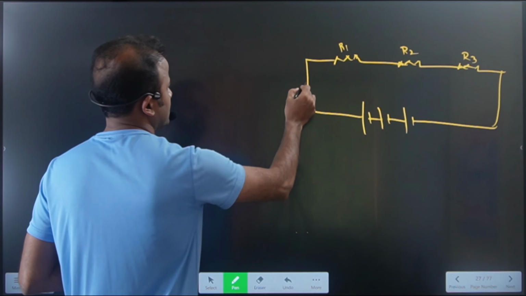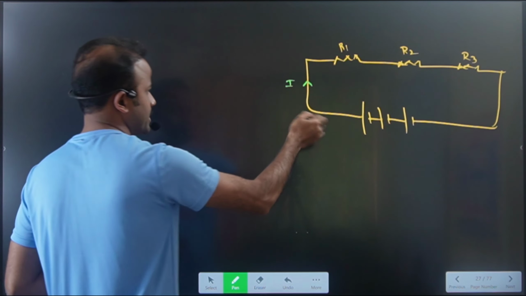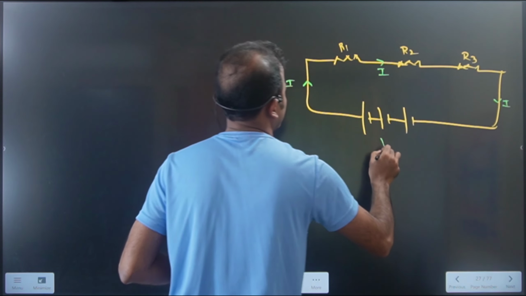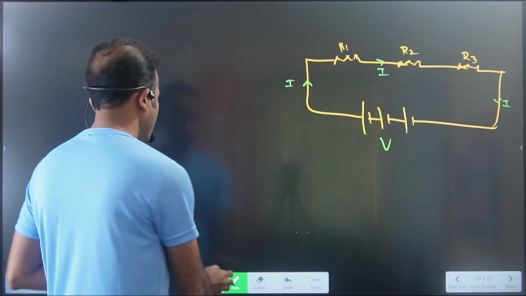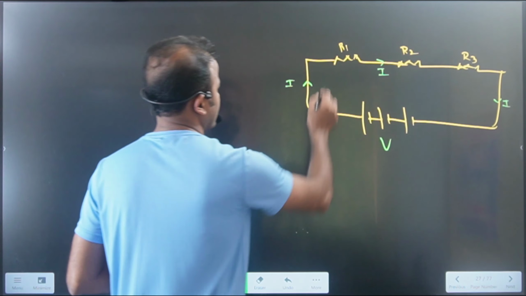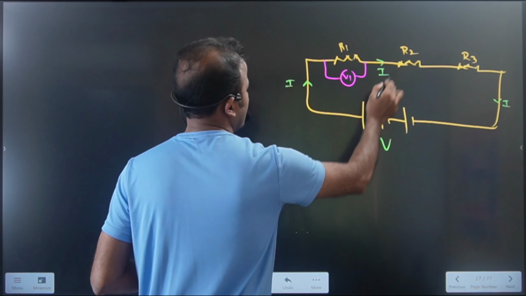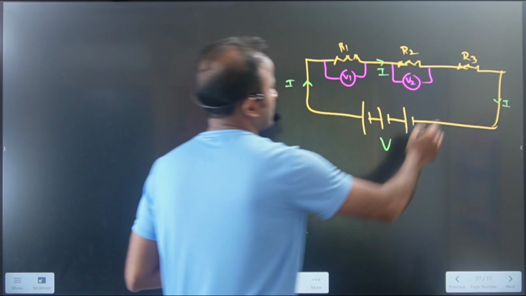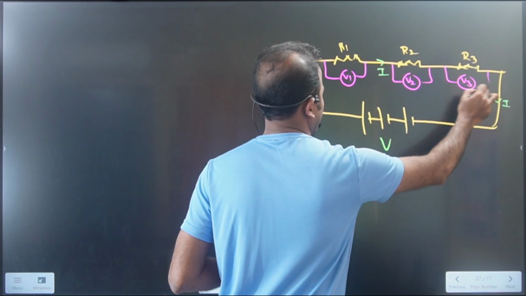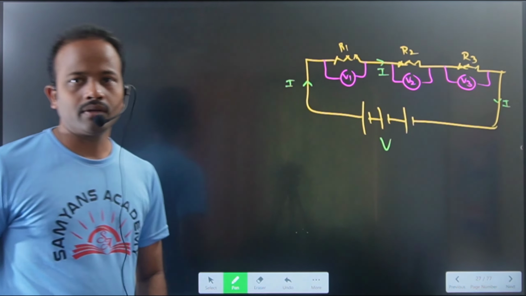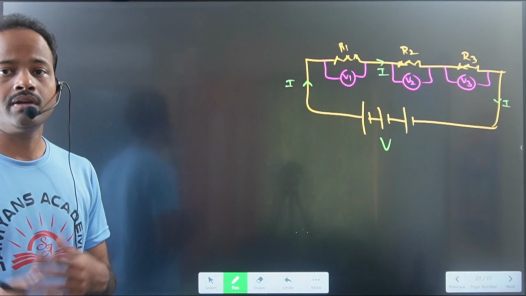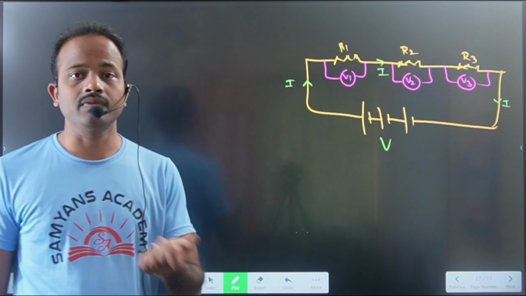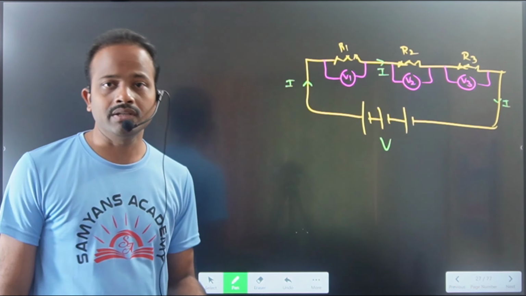Already you know that in the circuit the current value is the same. Anywhere you can check, the current value is the same, but the voltage value is different. Let us assume the voltage drop across the R1 resistor is V1, across the R2 resistor is V2, and across the R3 resistor is V3. Now I am going to derive the formula for the total or equivalent resistance in the series circuit, series combination.